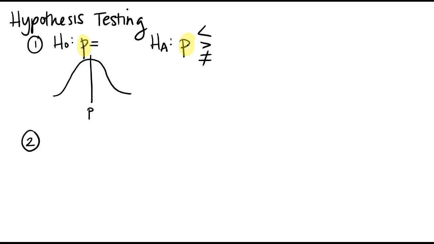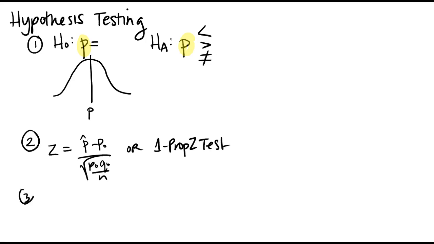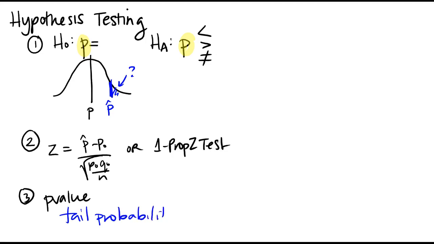Step 2 is finding our test statistic, which we can either do using the formula that's on our formula sheet, or we can do by grabbing straight out of 1 prop z test. Step 3 was finding our p-value, which was all about our area under the curve given where our actual p hat ended up being, right? And this was a tail probability. It is about a probability.